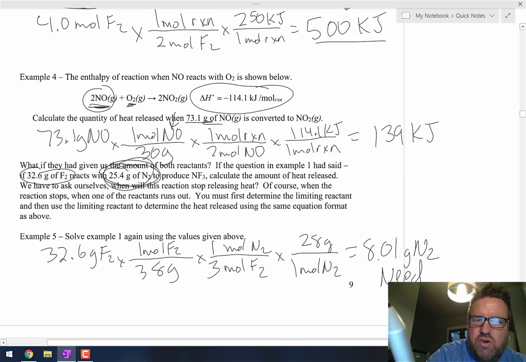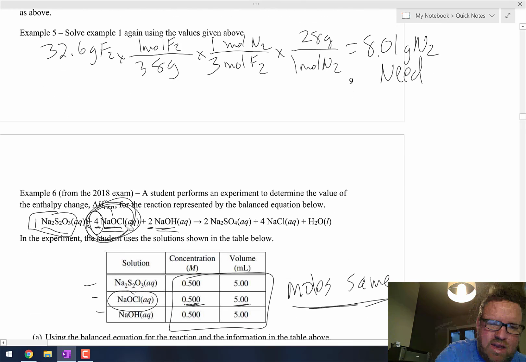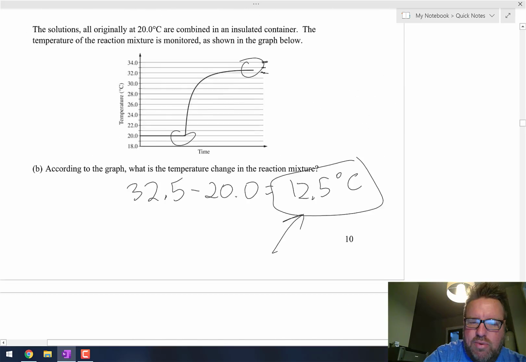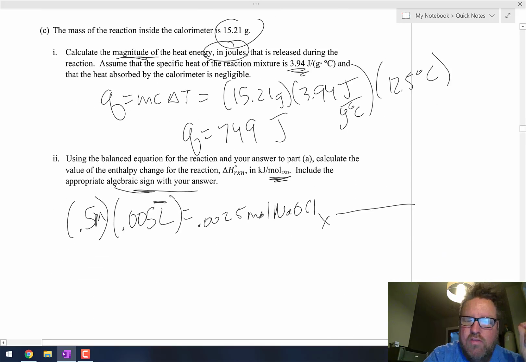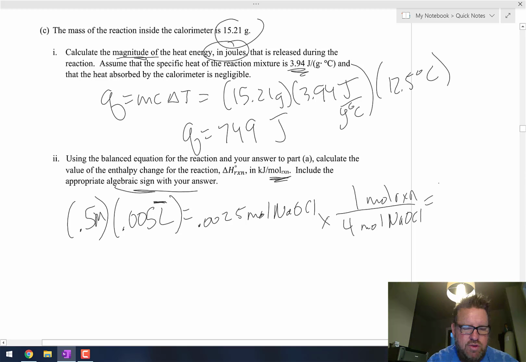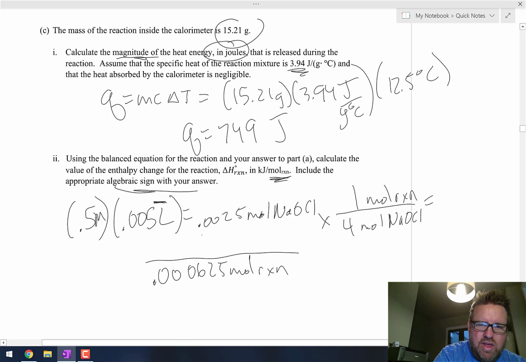Remember, they want moles of reaction, not moles of NaOCl. From the balanced equation, we can see that there are 4 NaOCl's that react per 1 mole of reaction. So we're just going to say 4 moles of NaOCl to 1 mole of reaction, and that's going to get us a number. 0.0025 divided by 4 equals 0.000625 moles of reaction. And then our joules are 749.